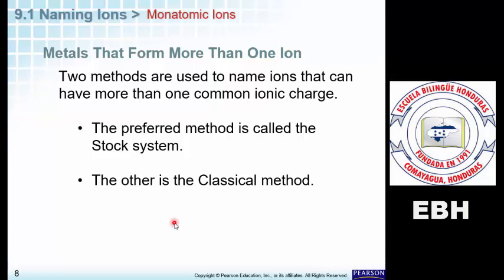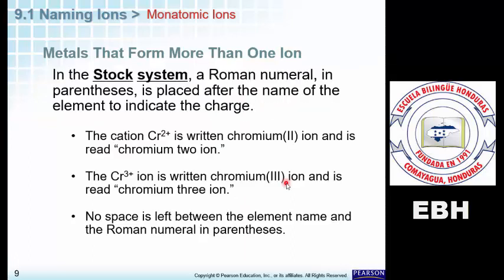Metals that form more than one ion. Two systems are used to name ions that can have more than one common ion charge. For example, the preferred method is called the Stock system. We're going to talk right now about this system, the Stock system. The other is the classical method. That's another one.